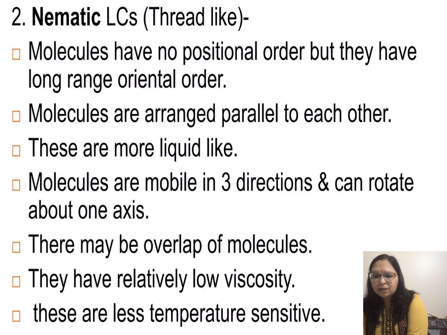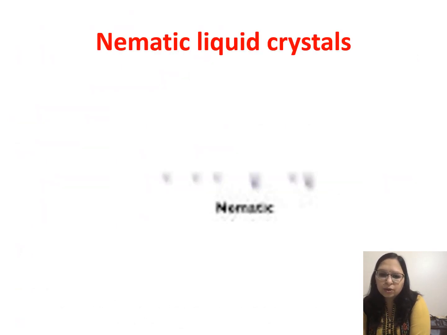These are the nematic liquid crystals which are used in LCD, that is liquid crystal displays. All the electronic devices like watches, calculators, TVs, laptops, mobiles, they all employ these nematic liquid crystals. One of the easiest and most typical examples of a nematic liquid crystal is para-azoxyanisole.